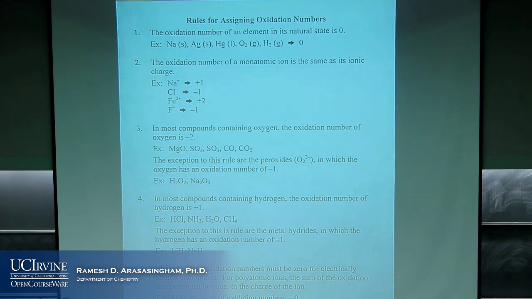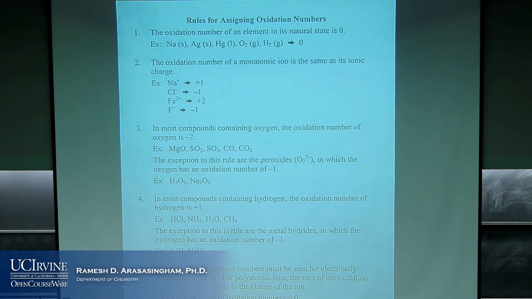An oxidation number of an element in its natural state is 0. So if you take sodium in its natural state, it's metallic sodium, sodium metal, so it will have 0. If you take metallic silver, that's how the element exists in its natural state, it'll be 0. If you take mercury, the liquid state of mercury, as all of you know, is the natural state, that will have an oxidation number of 0.